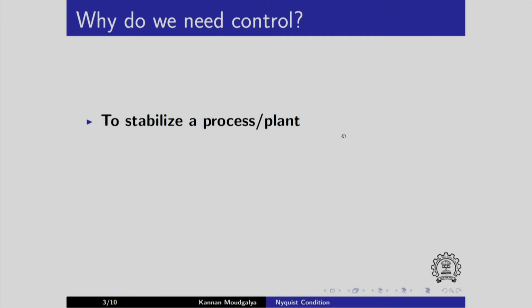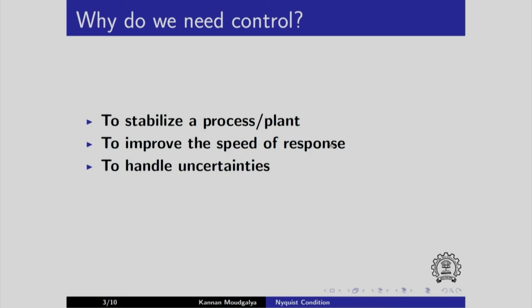Why do we need control? To stabilize a process or a plant, to improve the speed of response, to handle uncertainties, to maximize profit, optimal control, etc. We will discuss the first three topics in this course.